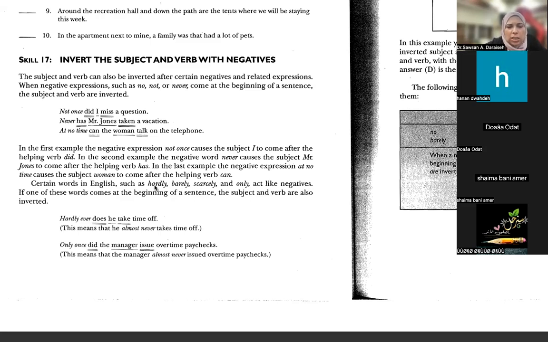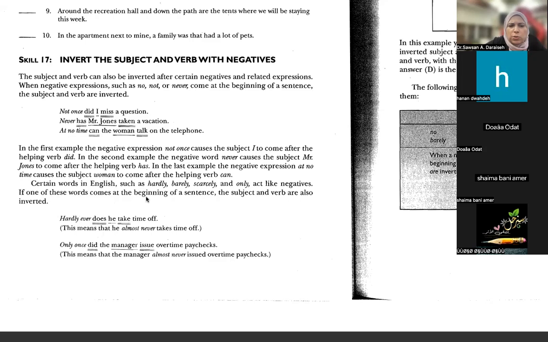When someone says hardly, bilkad, for example, hardly anybody visited us, or something of that kind. What do we want to use? We want to use the verb, right? Hardly ever does she eat maybe bread or something of that kind, okay? So you can do something like that. We want to use this style. And so we have the verb and then the subject, as you can see. Hardly ever does he take time off. This means that he almost never takes time off when you say hardly ever, okay?